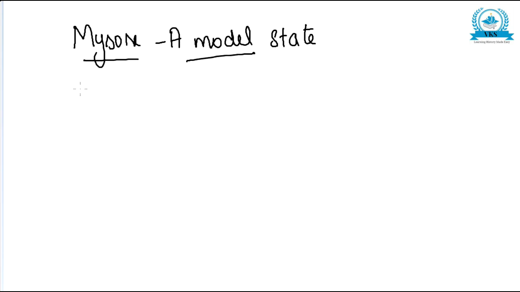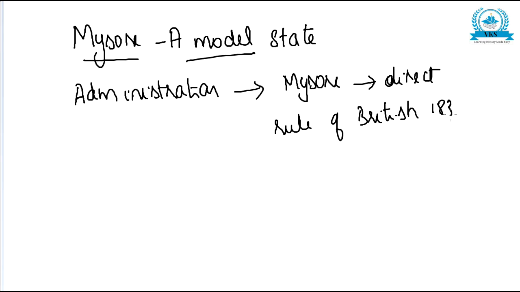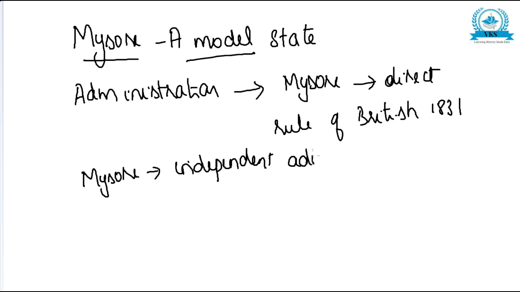The administration of Mysore was brought under the direct rule of the British in 1831. So this happened in the year 1831, and it was kept as an independent administrative unit. Regarding administration, Mysore was kept by the British as an independent administrative unit.